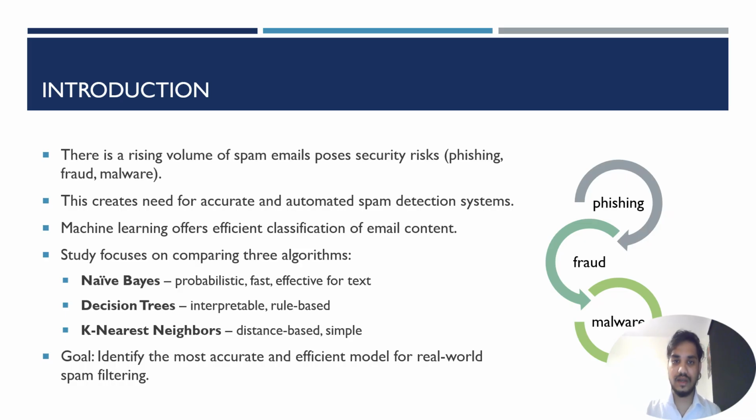This project investigates how machine learning can enhance spam detection by analyzing and comparing three widely used algorithms. Those are Naive Bayes, Decision Tree, and K-nearest neighbors. The objective is to determine which model provides the highest accuracy, efficiency, and reliability, and ultimately the goal is to identify a practical solution that can be efficiently used in real-world email filtering systems.